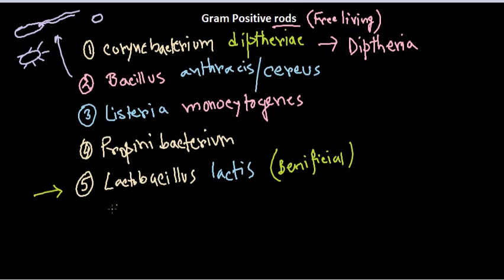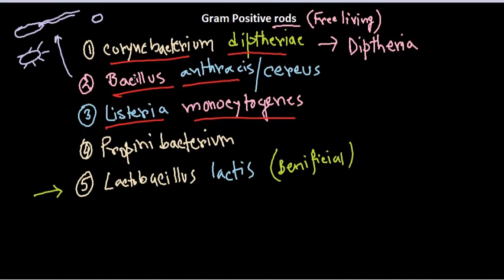So these are the major kinds of gram-positive rods, and among them we'll be talking about Corynebacterium diphtheriae, Bacillus anthracis, and Listeria monocytogenes. These are the three majors, three different threatening microorganisms. In a future video we'll be talking about them.